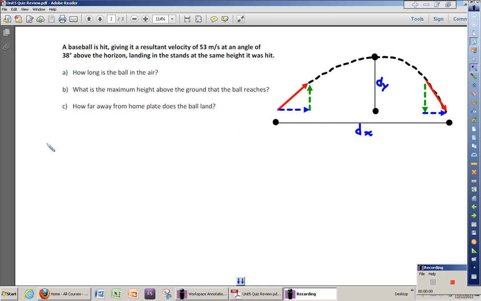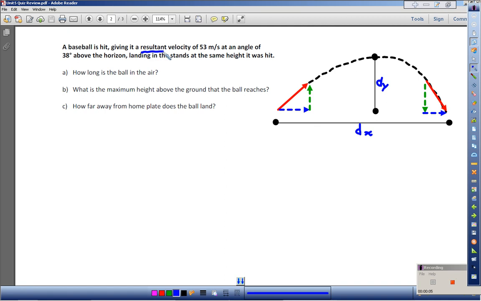Okay, in this problem we are told that a baseball is hit giving it a resultant velocity of 53 meters per second at an angle of 38 degrees above the horizon. And it lands in the stands at the same height it was hit. In other words, we don't need to worry about calculating for the difference in height. It lands at the very same vertical displacement that it was hit at. So we're going to assume that this is a level launch.